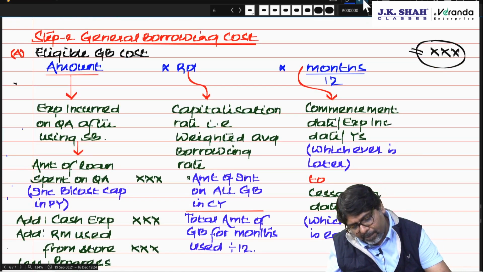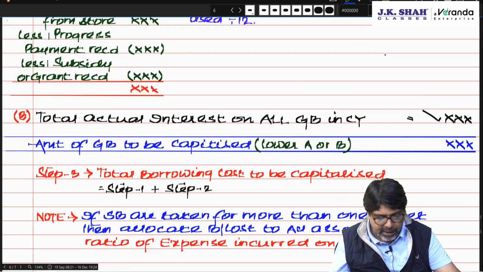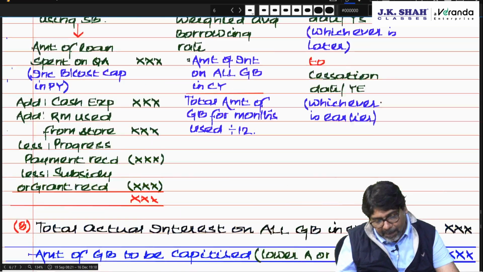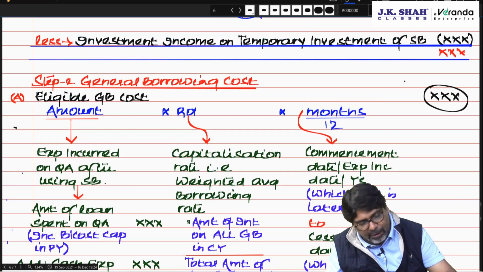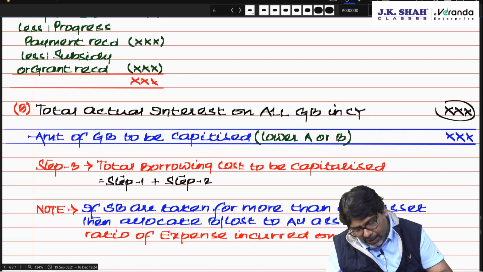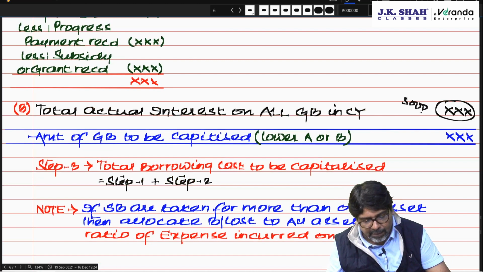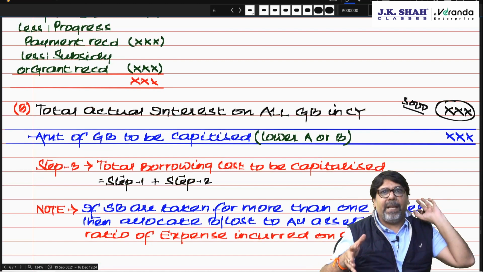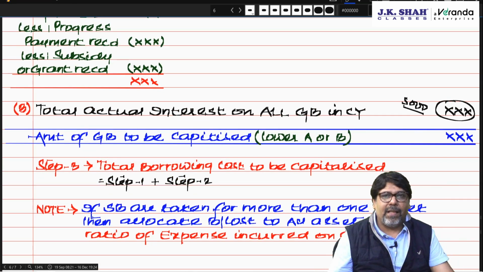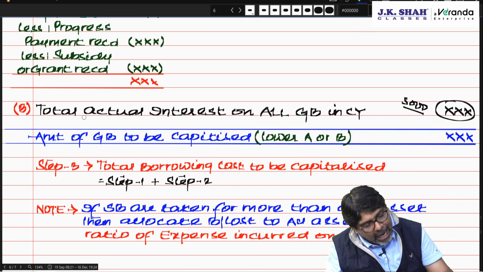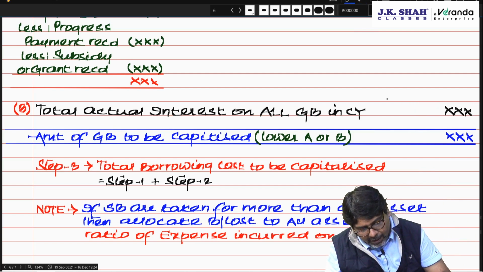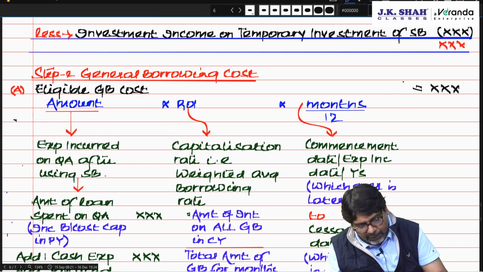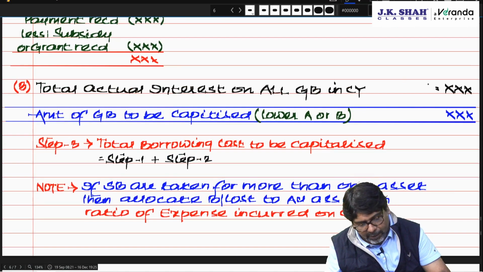Yes or no? If you have paid interest 5,000 but you have incurred interest 8,000, you will take borrowing cost to be capitalized 5,000. But if you have paid 8 but you have incurred in the current year only 5, then you will take only 5. Understood? It should not exceed total borrowing cost for the period. If you are paying some outstanding in the current year, you will not consider that. Okay. The actual interest on all general borrowings in the current year, we have calculated this or this, whichever is lower.